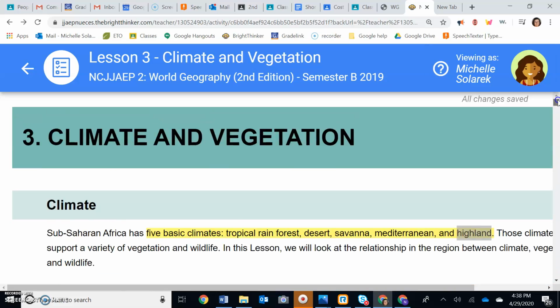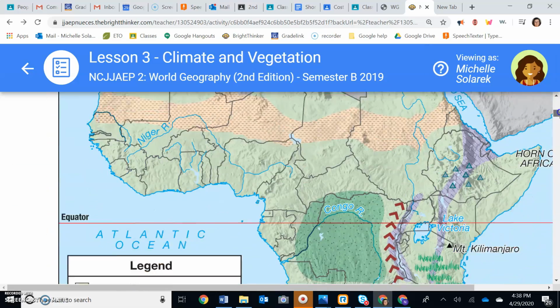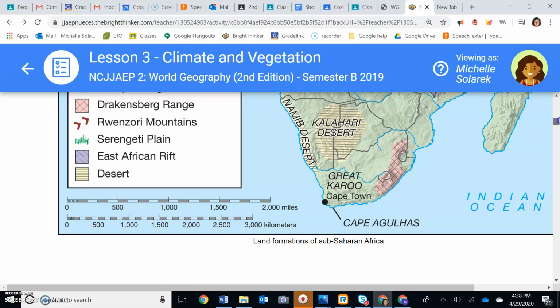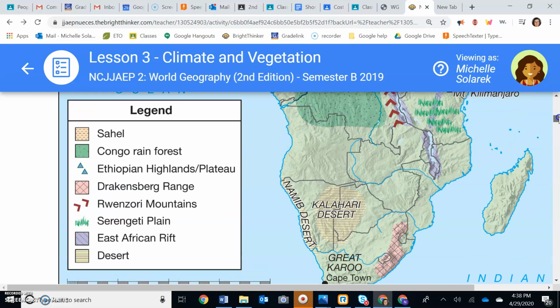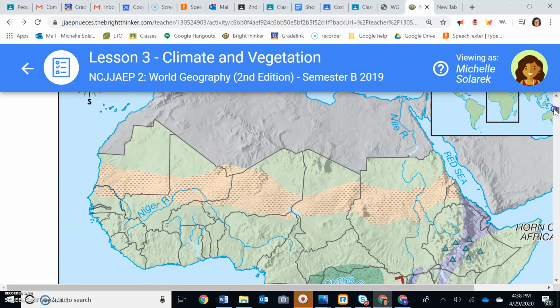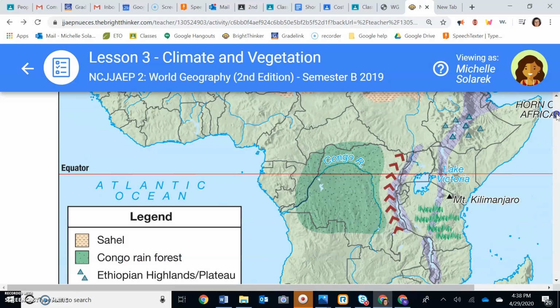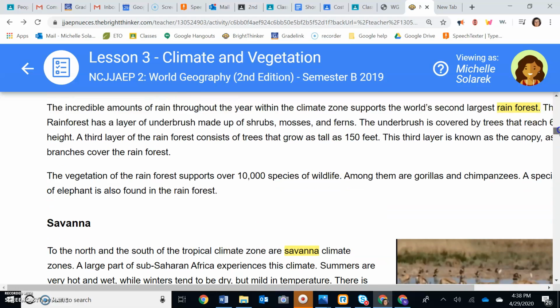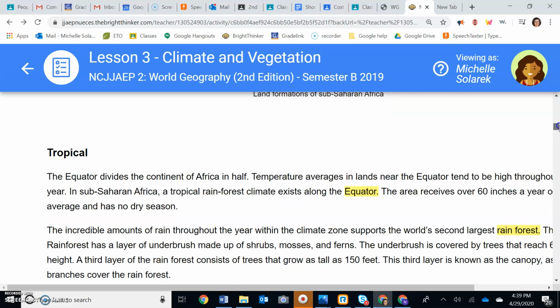Okay, well that thing decided to jump ahead on me. And here you can actually see them. See, look, it just shows you the different areas, and those different areas we're going to learn about have different types of climates. And so now we're going on to number 2.